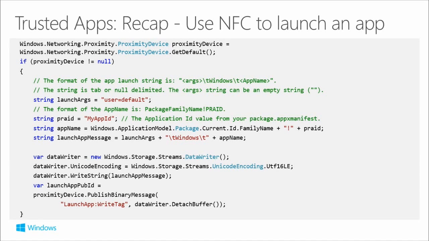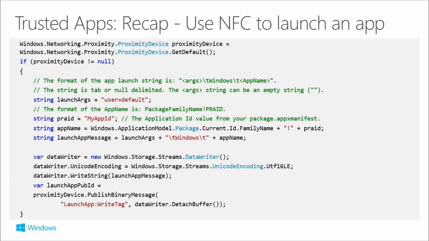This is just a kind of recap of how you might use NFC to launch an app. This is an example of a short message exchange. You call ProximityDevice.GetDefault to find out if you've got an NFC chip in your phone. If it's not null, then you can format a special format string and then call, at the bottom, PublishBinaryMessage. And there are other publish APIs as well, PublishMessage and that sort of thing.